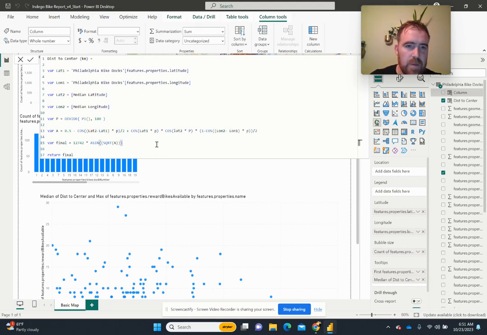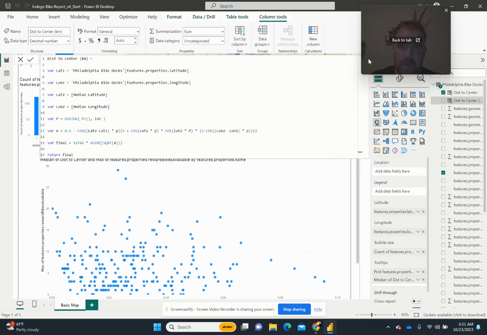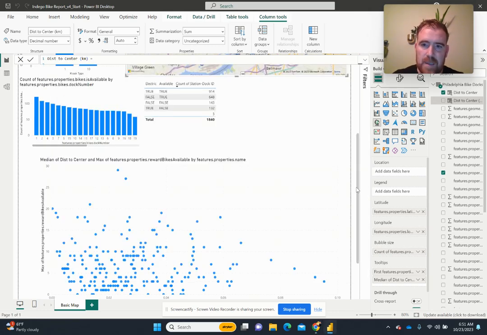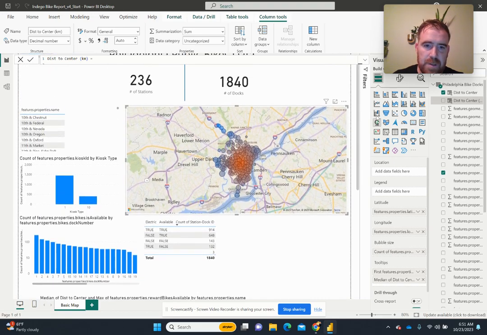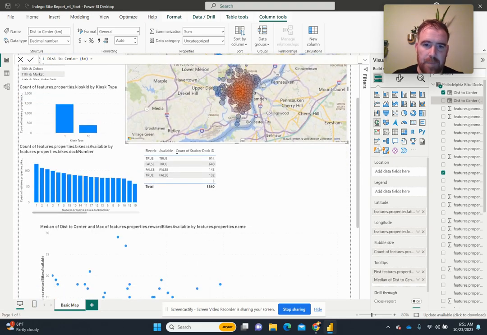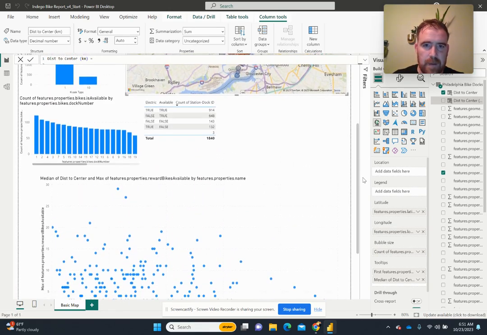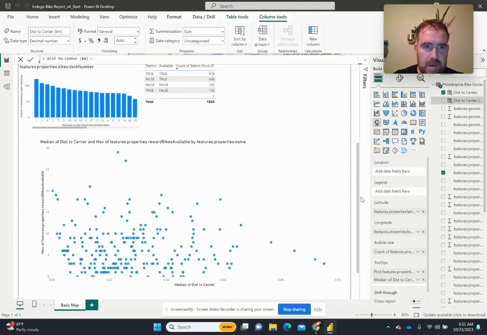Oh, that was not an actual minus. It was a large dash or something. Okay, so now we should have distance to center in kilometers coming up here and being calculated. Let's see if this makes sense. Philadelphia is a big city, but it's not that huge. So none of these should be approaching 100 kilometers away. But I think we're probably looking at closer to 80 or 60 kilometers from the center.